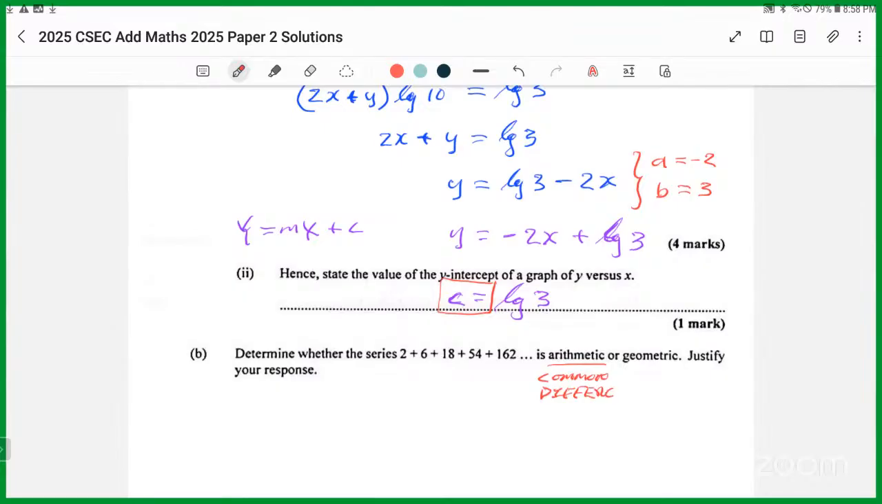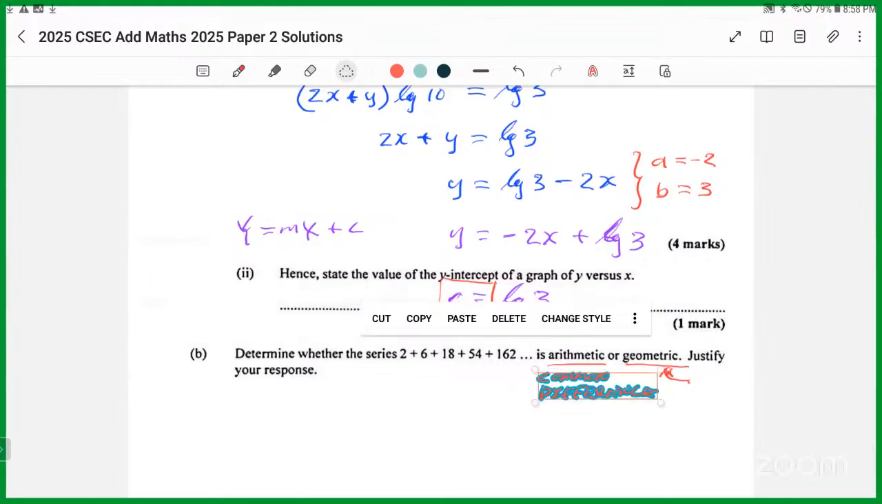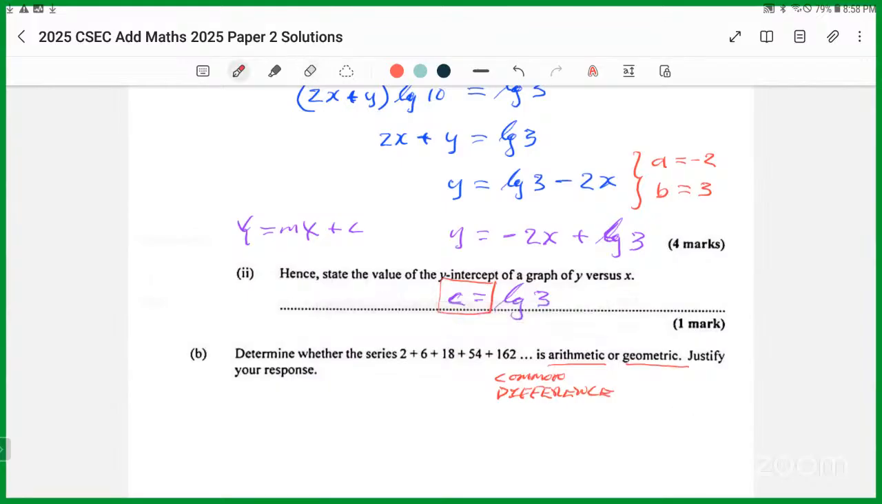You're looking for a common difference. And if it is this one, it will have a common ratio. So it's like this: this one has a common difference, and this one has a common ratio, which is a common multiplying constant, right? Common difference is what it says, constant difference.